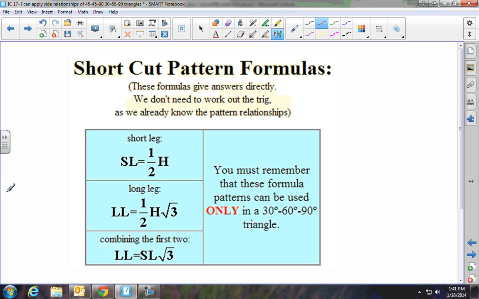I would write this down, maybe pause right now and jot these formulas down, because this is all you have to know for this benchmark.